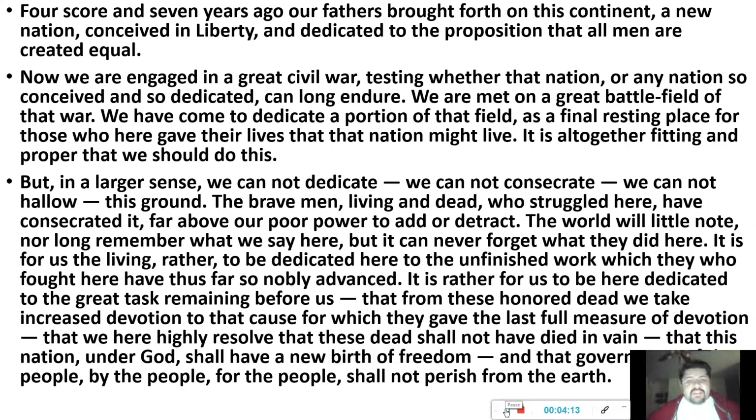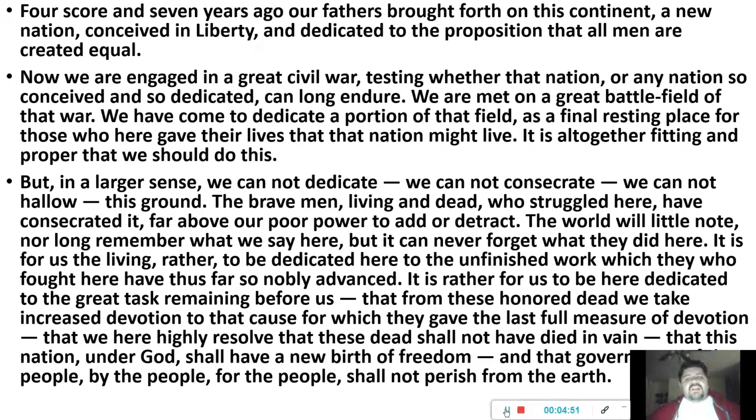This is the Gettysburg Address. Four score and seven years ago, our fathers brought forth on this continent a new nation conceived in liberty and dedicated to the proposition that all men are created equal. Now we are engaged in a great civil war, testing whether that nation, or any nation so conceived and so dedicated, can long endure. We are met on a great battlefield of that war. We have come to dedicate a portion of that field as a final resting place for those who here gave their lives that that nation might live.